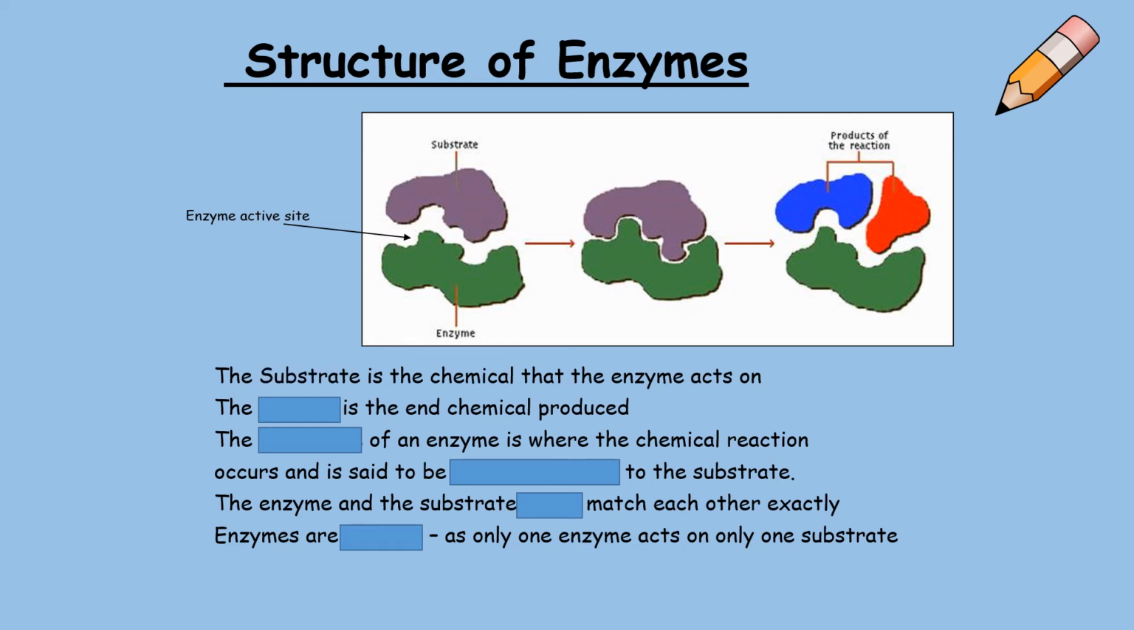So we would want: the substrate is the chemical that the enzyme acts on. The product is the end chemical produced, and the active site of the enzyme is where the chemical reaction occurs, and it is said to be complementary to the substrate. The enzyme and the substrate shape match each other exactly, and enzymes are specific as only one enzyme acts on only one substrate. So well done if you got all those answers correct, and you want to make sure you have a note on this before you move on to the next slide.